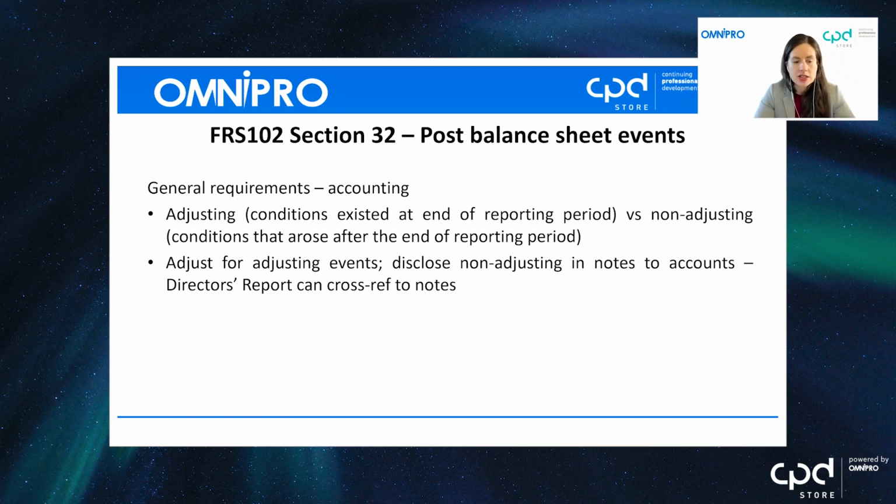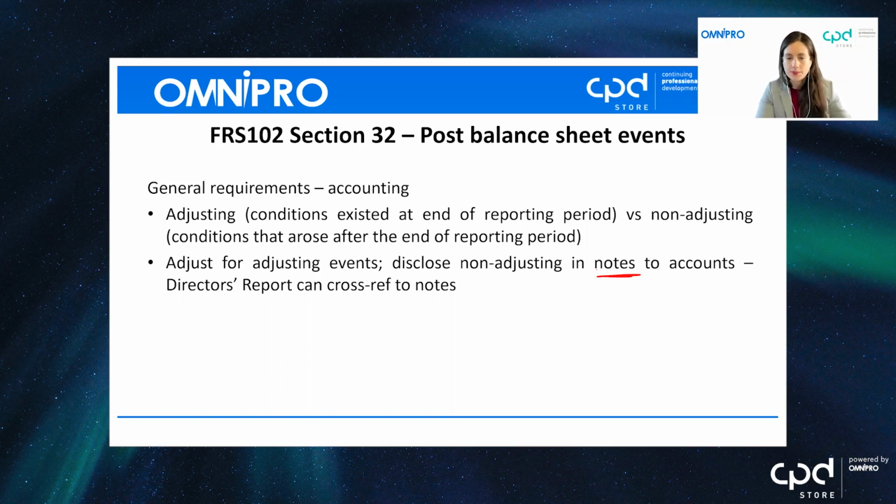A non-adjusting event, we simply disclose in the financial statements. Adjusting event, we put a journal through. We're adjusting the financial statements for that. Non-adjusting, we would simply disclose where that is material. In terms of disclosure requirements, there's two places. There's a note to the financial statements, and there is a note in the director's report.